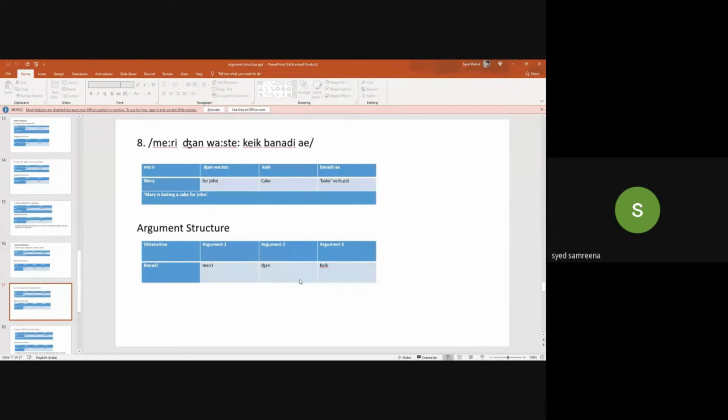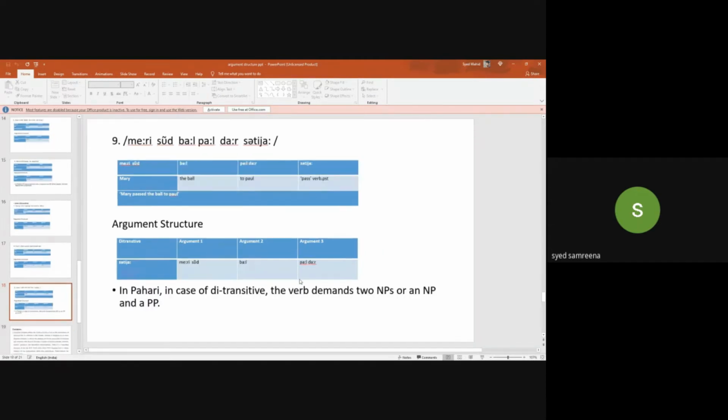Mary John वास्ते केक बना दिए. Mary is baking a cake for John. Argument structure can be shown as the ditransitive verb bana di takes three arguments. Subject argument Mary, direct argument cake, and indirect argument John.